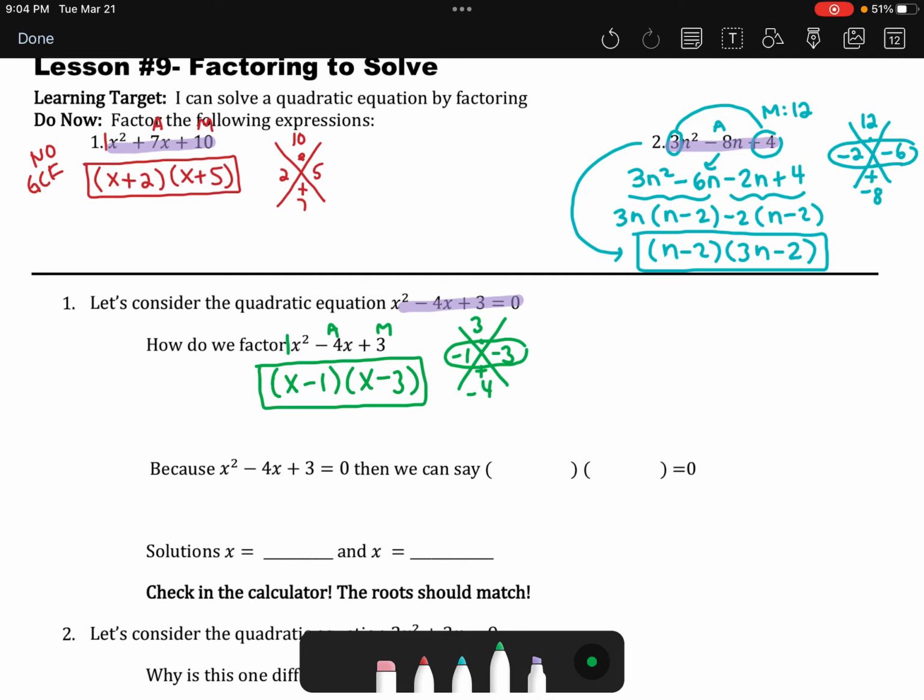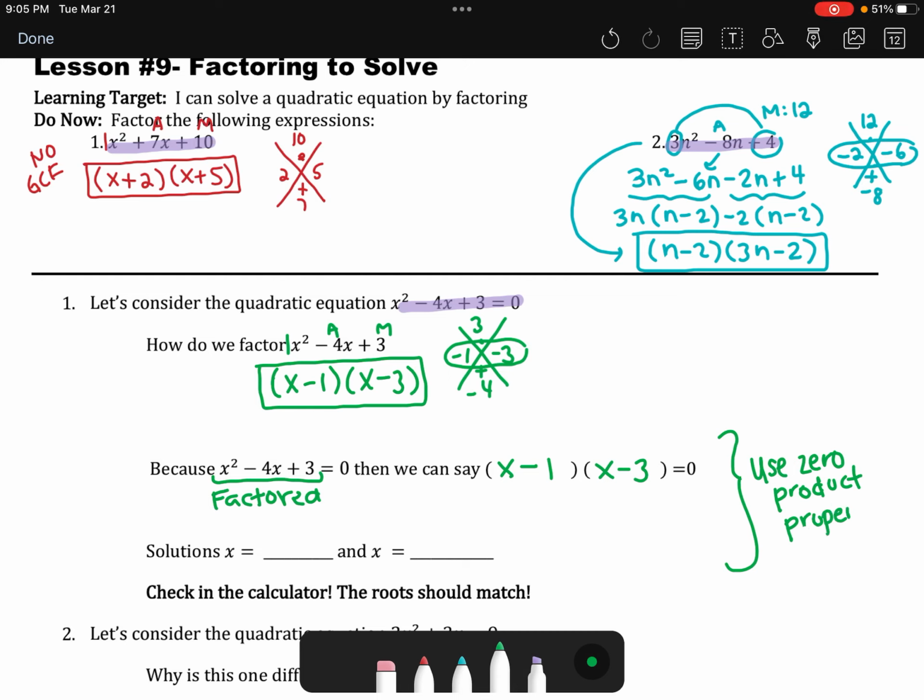Because x squared minus 4x plus 3 is equal to 0, then we can say that x minus 1 times x minus 3 is equal to 0. We factored this. We wrote it in a different way. Now, because we factored it, we can use something called the zero product property.